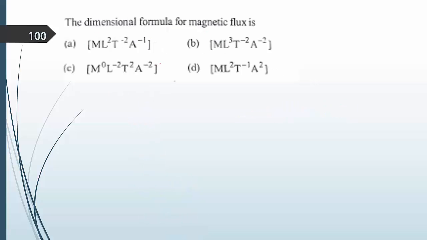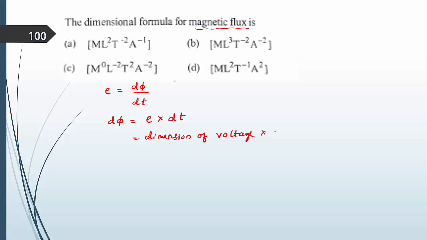Question number 100. The dimensional formula for magnetic flux is. We know that magnetic flux, we already derived, or you can remember this equation, E equal to d phi by dt. d phi is equal to E into dt. E indicates voltage. So dimension of voltage into dimension of time, substitute their values.